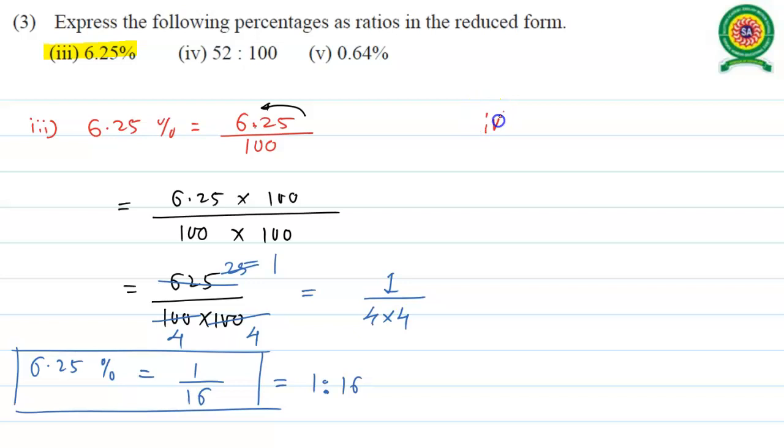Now look at the fourth sub question. It is of the form 52 is to 100. That means ultimately we have 52%.